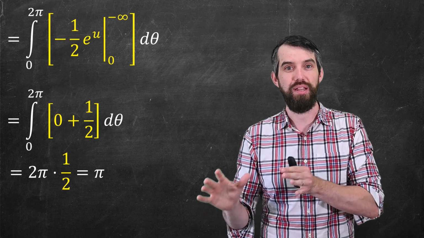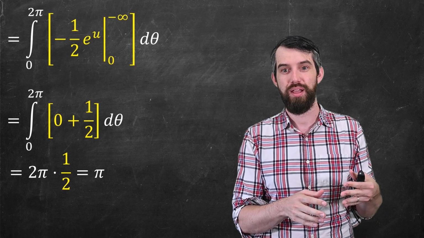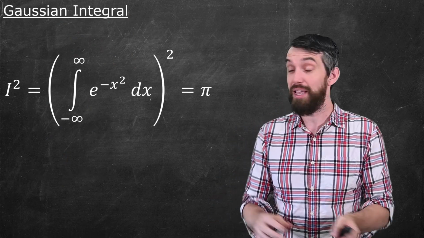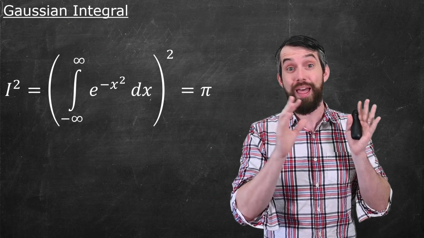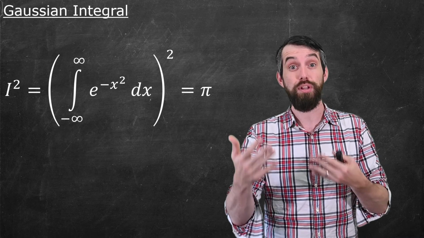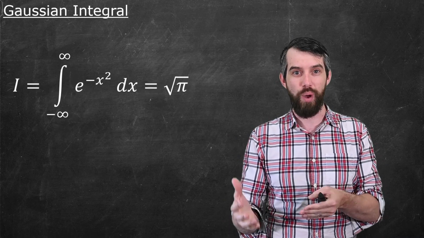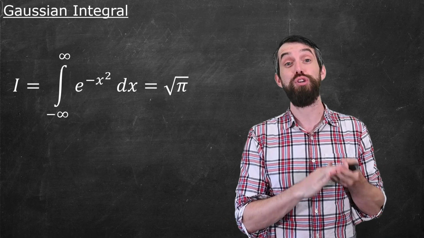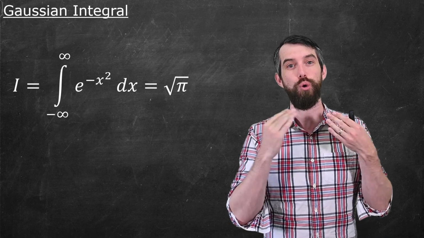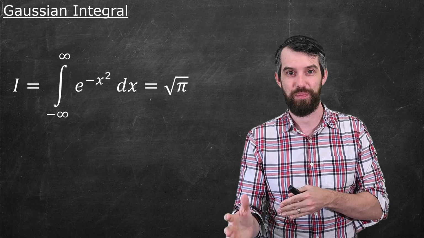That was just computing now that we've done the hard work and converting. So what I've determined is that my original integral squared, remember that's what we've been working with the entire time, is equal to the value of pi. Get rid of the squares by square rooting on both sides, and my original integral, my Gaussian integral, is now equal to root pi. And that's our final answer.